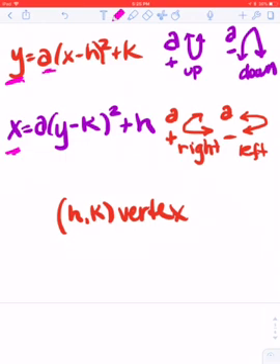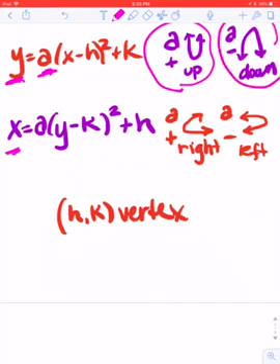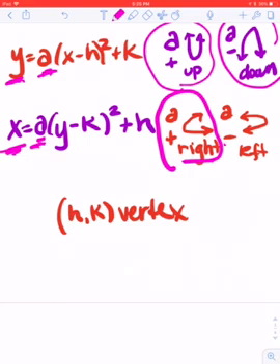If this number a in front is positive, it opens up. If this a value here is negative, it opens down. Those are the ones you're probably the most comfortable with. The ones that aren't as comfortable are the ones that are x equals. So in these, if a is positive, it opens to the right. And if this a value is negative, it opens to the left. And you have to remember (h, k) is your vertex point.